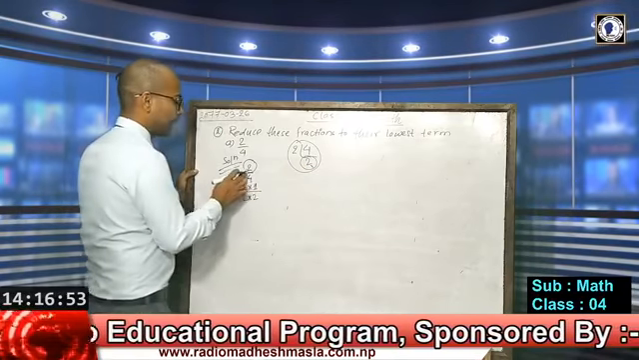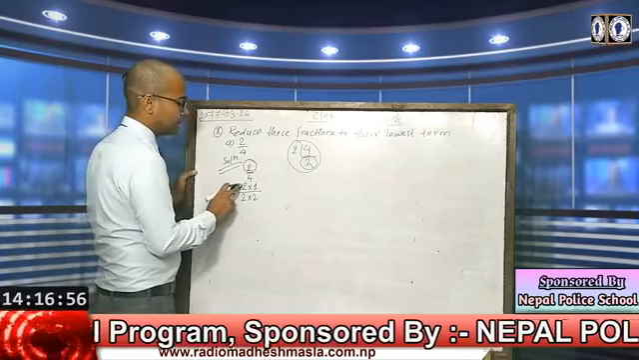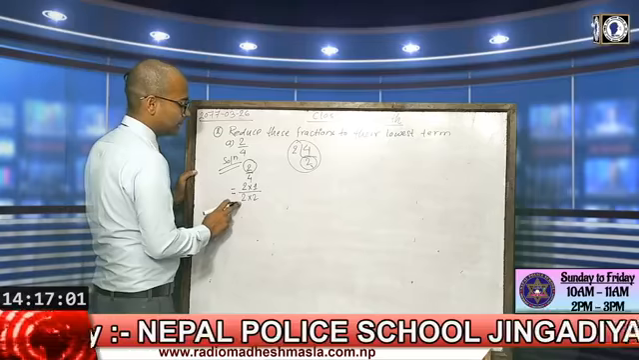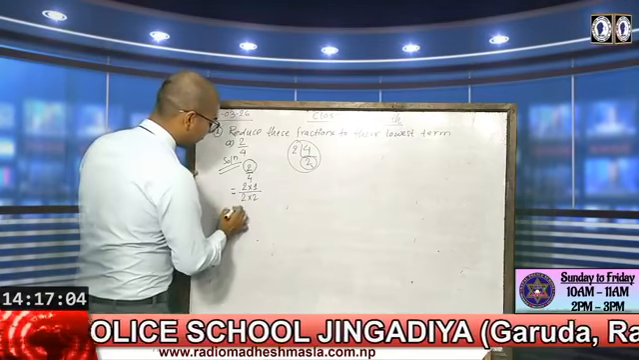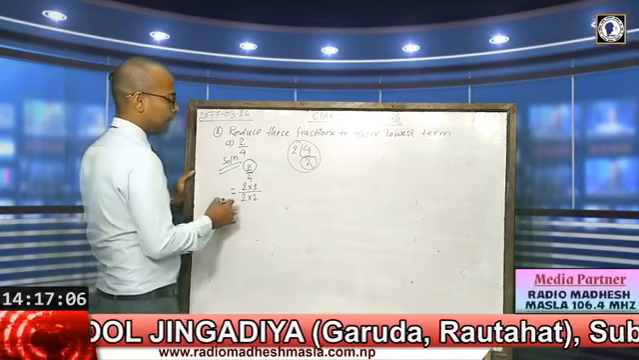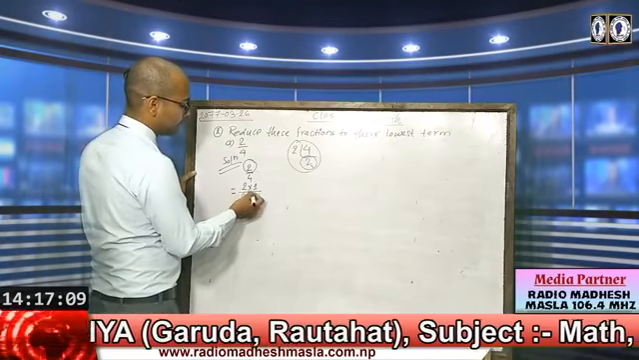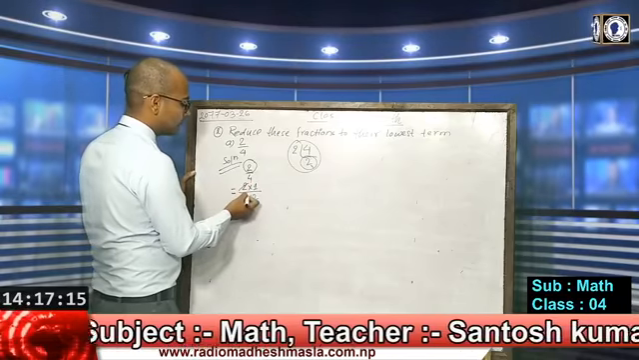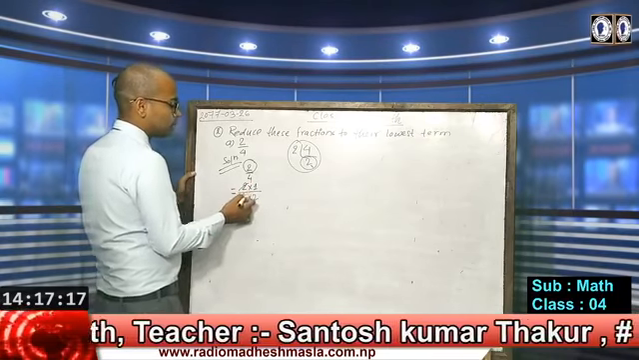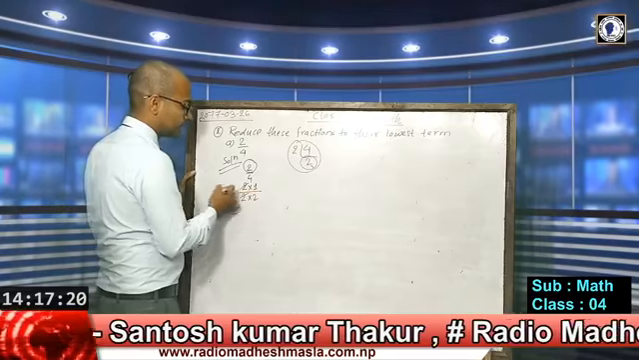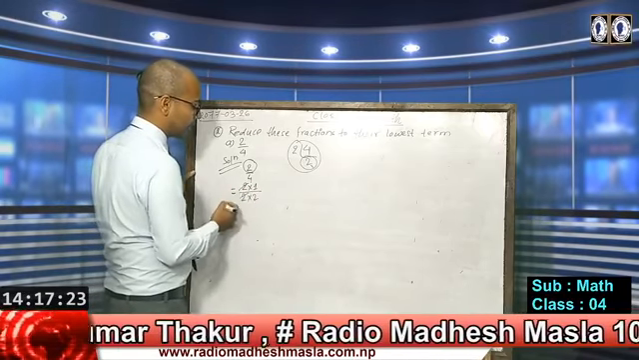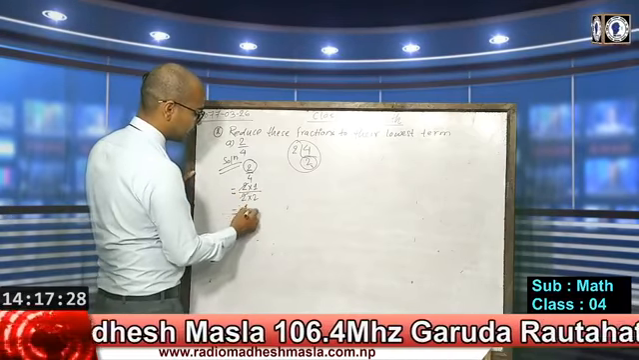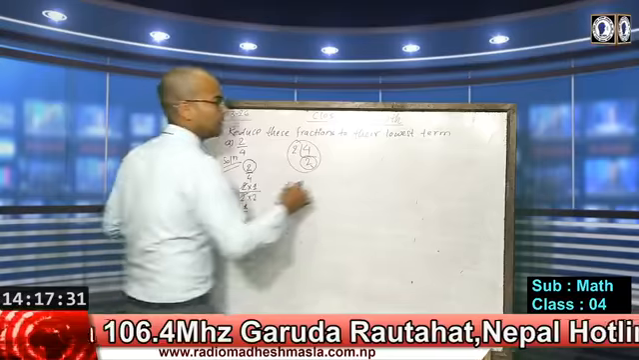At the place of 2 we have written 2 into 1, and at the place of 4 we have written 2 into 2. Then we should cancel the common number. As a numerator there is 2, and as a denominator also there is 2, so we cancel the 2 from numerator and denominator. Then we get 1 as the numerator and 2 as the denominator. So 1 by 2 is the lowest term of the fraction 2 by 4.